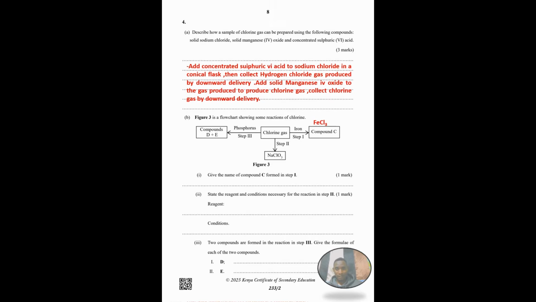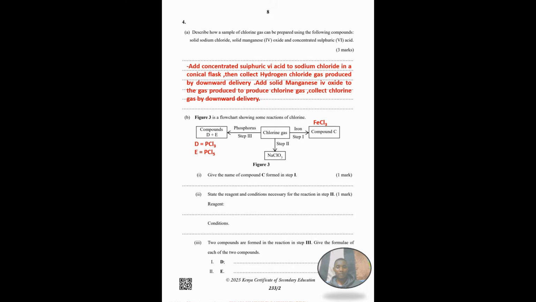and E. So in this case, when chlorine reacts with phosphorus, we need to understand that chlorine reacts with phosphorus to form a mixture of a white solid, a mixture of phosphorus 3 chloride and phosphorus 5 chloride, and therefore D will be phosphorus 3 chloride and E will be phosphorus 5 chloride. The 3 will come first and then the 5 comes last. And that's the reason I have D as my phosphorus 3 chloride and E phosphorus 5 chloride.